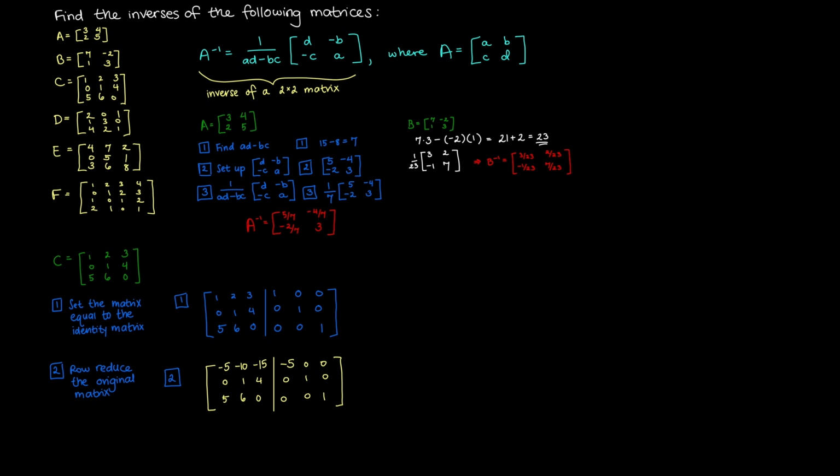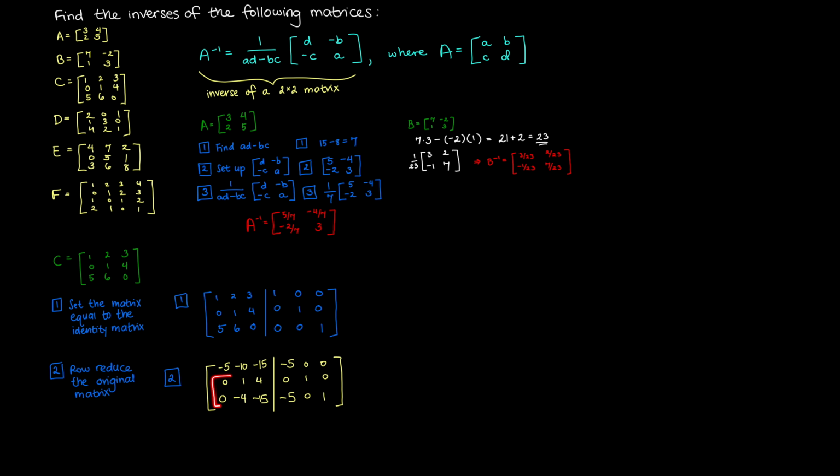We'll proceed with the regular steps for row reducing. So we're going to add row 1, all of this, to row 3, and the result that we get will replace what is in row 3 currently. Negative 5 plus 5 cancels out and gives us 0. Negative 10 plus 6 is negative 4. Negative 15 plus 0 is negative 15. Negative 5 plus 0 is negative 5. This element here will stay the same because we're just adding 0. And this 1 will remain unchanged because we'd be adding 0.